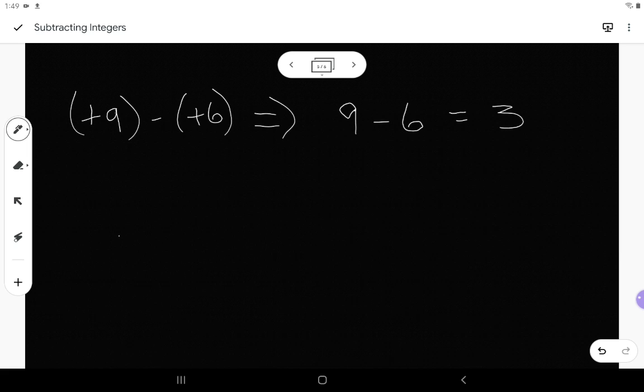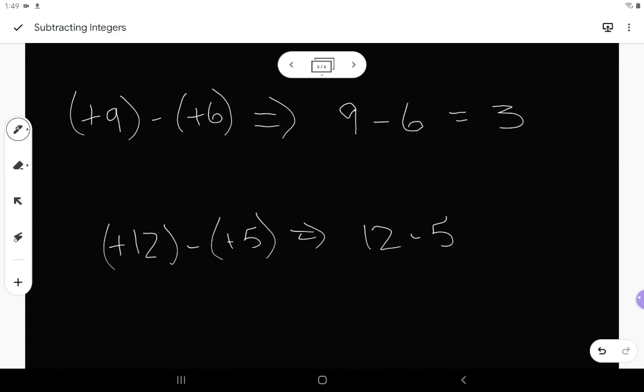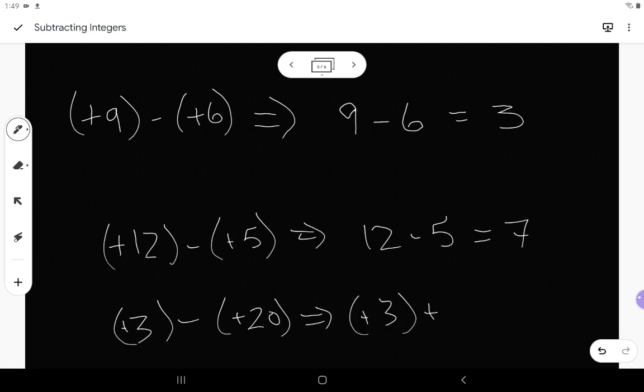Okay, so if I had something like positive 12 minus positive 5, that's really the same thing as 12 minus 5. Do I need to rewrite that? No. I can write it as just 7. Okay, but if I have something like positive 3 minus positive 20, that one is maybe not logical. So I would probably rewrite that one as positive 3 plus negative 20, and then compare what's left over after my integers kind of have their little battle.